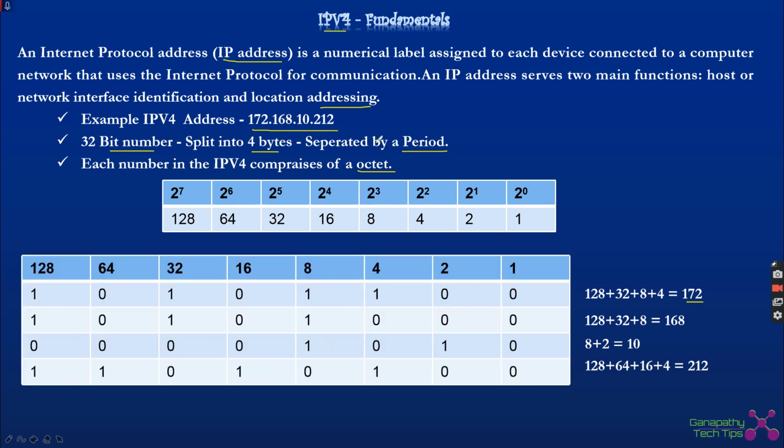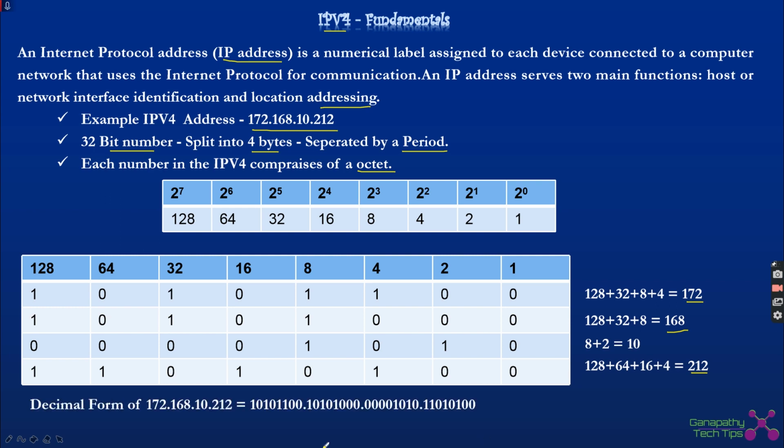Now we can plot this by putting the numbers in the octet layout. I put the same octet over here. For 172, for 128 we put 1, for 32 we put 1, for 8 we put 1, and for 4 we put 1. For the remaining positions we put 0, because they are not part of the calculation. The same thing applies to all the other octets as well. I put the ones for the relevant digits in this row, and for the final octet as well. The representation of these 4 octets is the IP address.